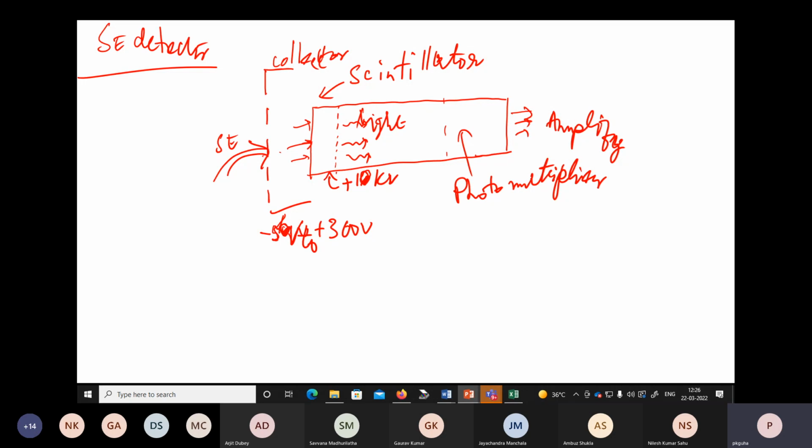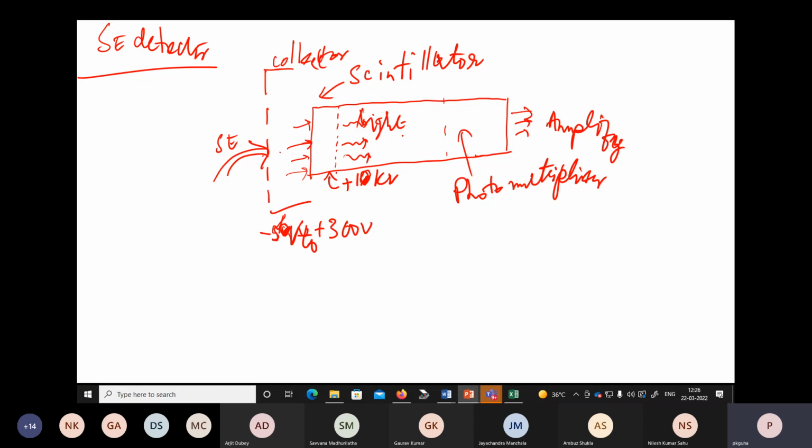So this is in a nutshell how this secondary electron detector works. There is a collector which contains a small amount of voltage just to collect those secondary electrons. Then there is a unit, the first part of which is a scintillator, which contains much higher voltage so that the secondary electrons which come inside the collector can be accelerated, and when they are incident on the scintillator they will emit or generate light.